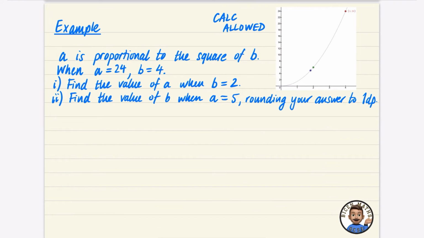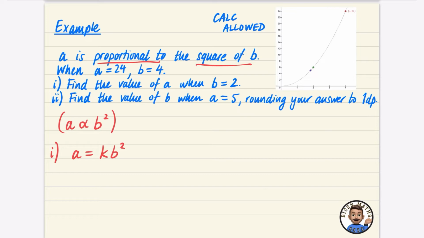This time calculator is allowed, and it's slightly different what it says at the beginning. It says that A is proportional to, it doesn't have to say directly proportional to, it could say just proportional to. A is proportional to the square of B. So you could write A is proportional to b squared. That's what the square of b is. But I'm going to put that in brackets because you don't have to do that part. We could just say that a equals the constant of proportionality multiplied by b squared. So the difference this time is it has the square of b.